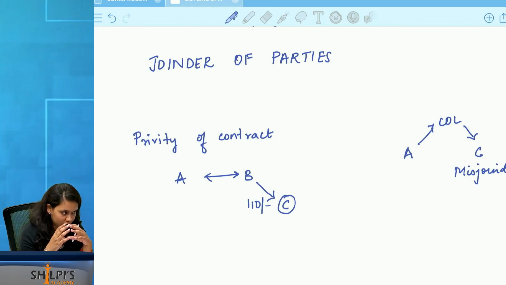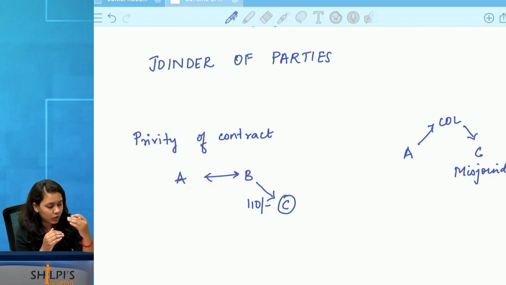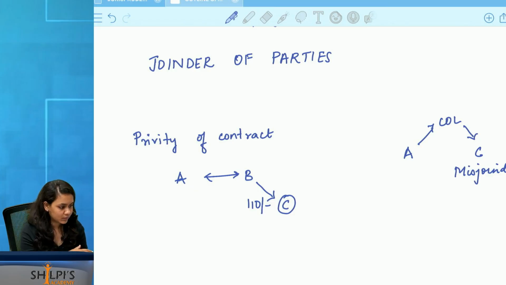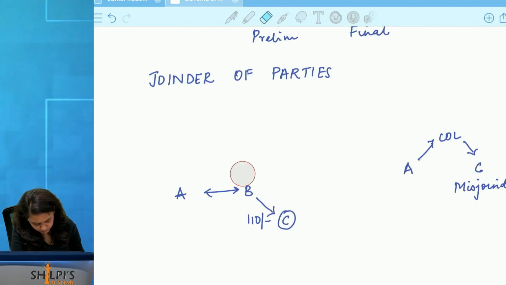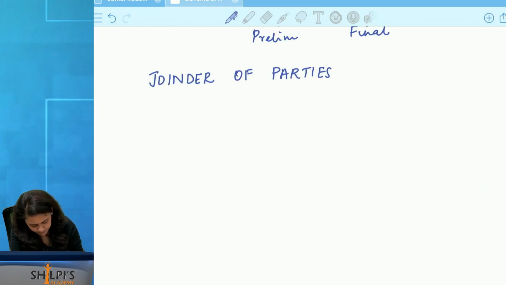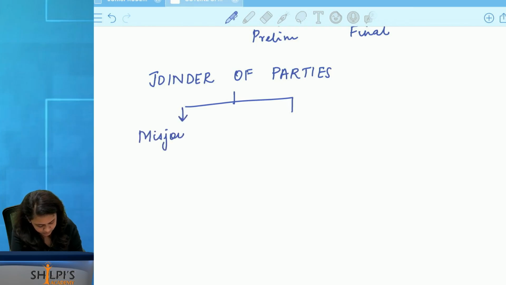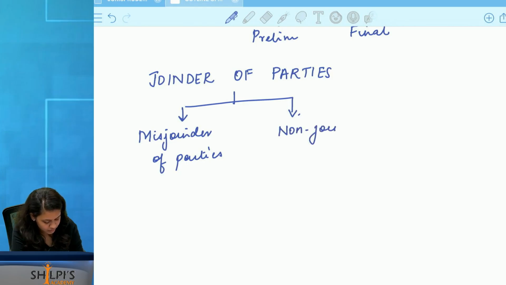Also, this is just for an example point of view. Misjoinder and non-joinder is when there are one or more parties involved in the suit, and they may be added in or they may not be added in, either because they are required to be part of the suit or they are there by mistake. So whenever we are referring to joinder of parties, we say that there can either be misjoinder of parties or there will be a non-joinder of parties.